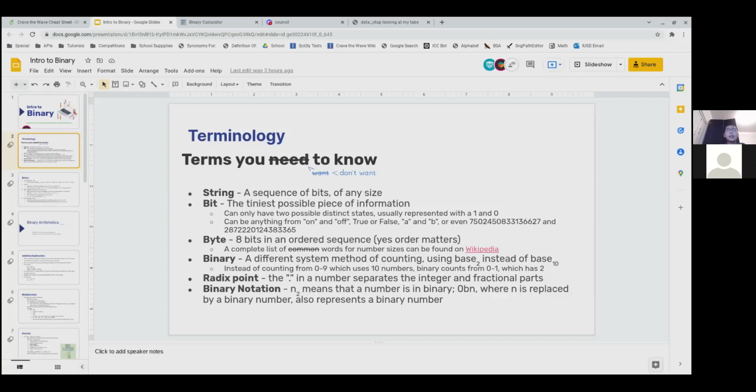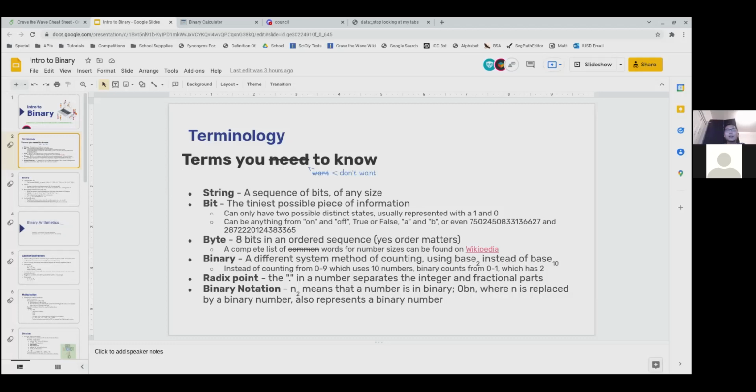And a byte is 8 bits in an ordered sequence. So order matters. And binary is what we're learning about today. In binary, it's a different method of counting. So instead of using base 10, we use base 2. In base 10, we count from 0 to 9, like 0, 1, 2, 3, 4, 5, 6, 7, 8, 9. But in binary, we use 0 and 1.